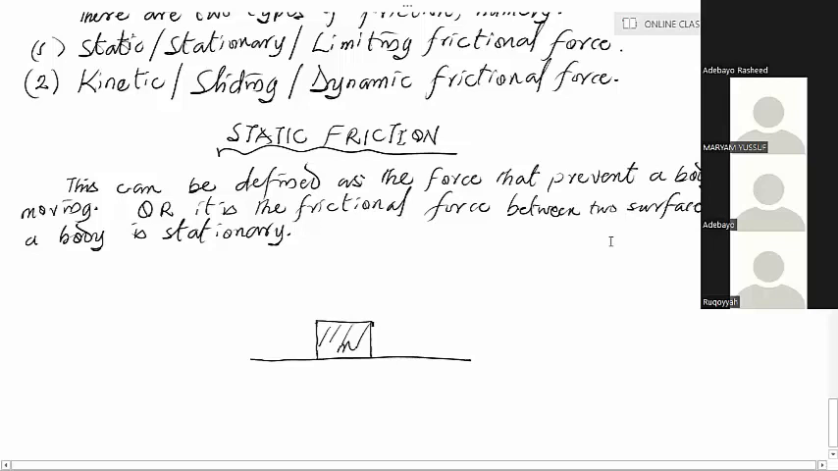Yes, now, when the force is applied here, the pulling force is applied here.